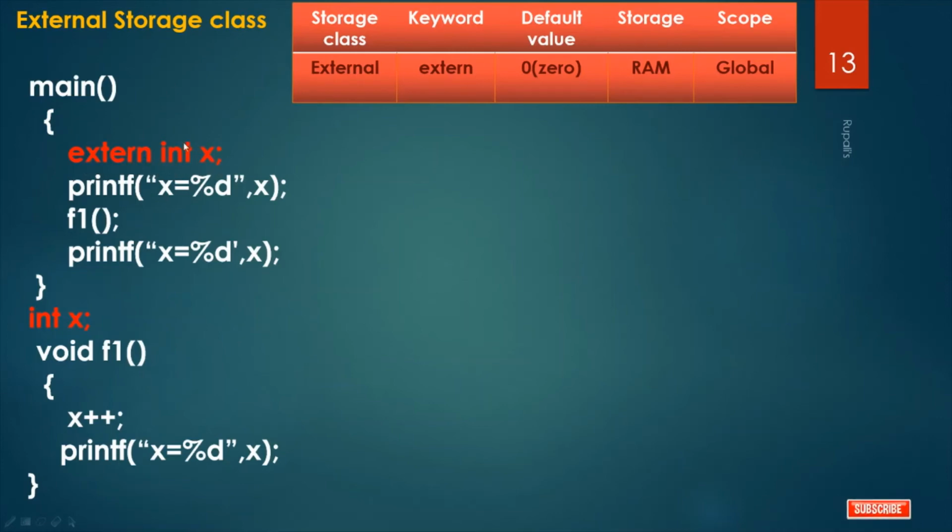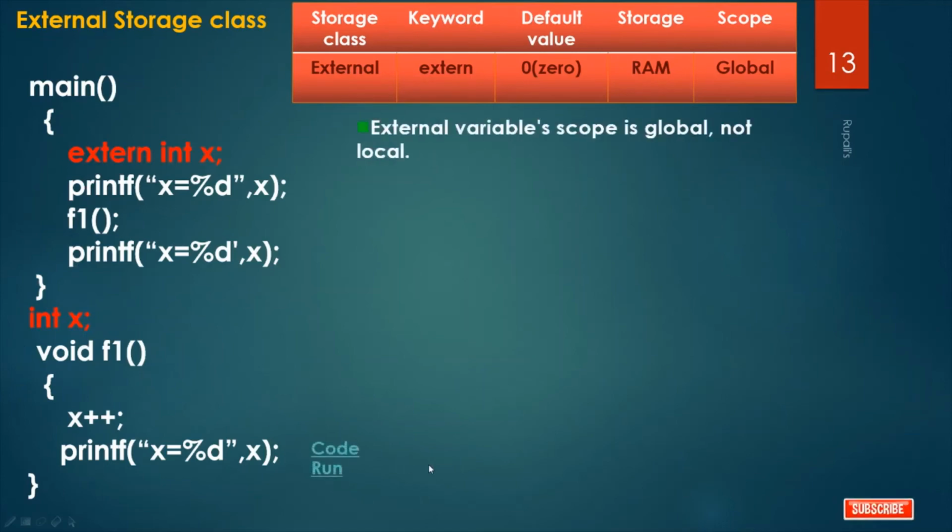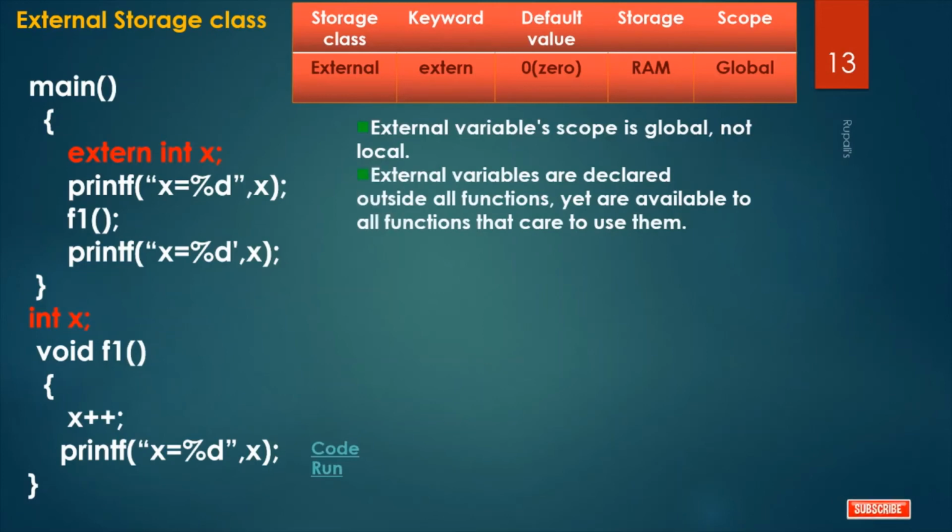So it is not a local variable, it is a global variable. Any function can access this variable. So I can access this variable x from this function. So I can write x plus plus here. See here, if you declare any variable extern int x, again outside of this function you have to declare it again. This is the syntax. So external variable scope is global, not local. External variables are declared outside all functions, yet are available to all functions that care to use them.